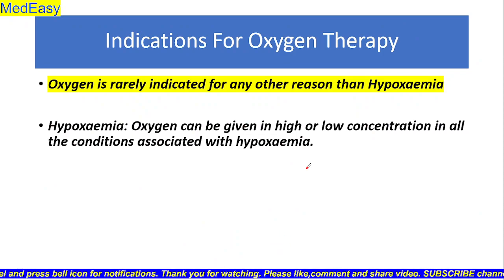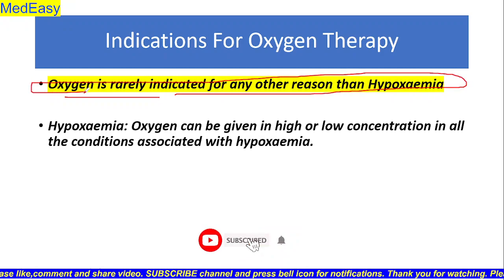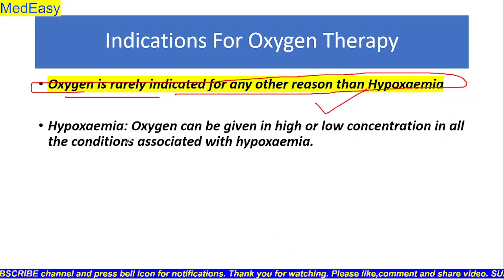Now, coming to the indications of oxygen therapy, we all know that oxygen is important for the survival of life. We know that it is rarely indicated for any reason except hypoxemia. Hypoxemia is a condition where we give oxygen, but there are certain other conditions also where we can use oxygen as part of treatment, but mainly it is used for hypoxemia.